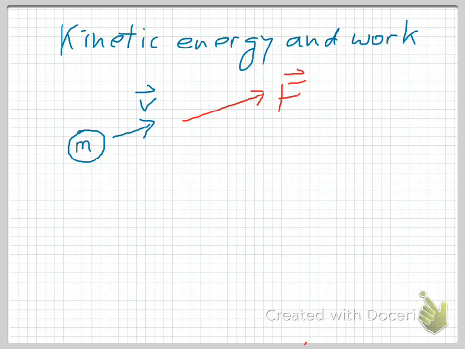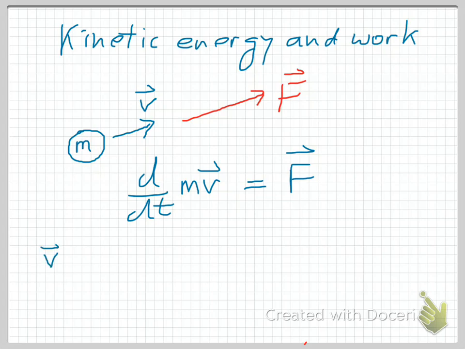Well, we can describe this process by Newton's second law in this form: d by dt of the parcel's momentum, mv, is equal to the force F. Now, to get a kinetic energy equation, we multiply, or dot, both sides of this equation with v. So v dot d by dt of mv is equal to v dot F.